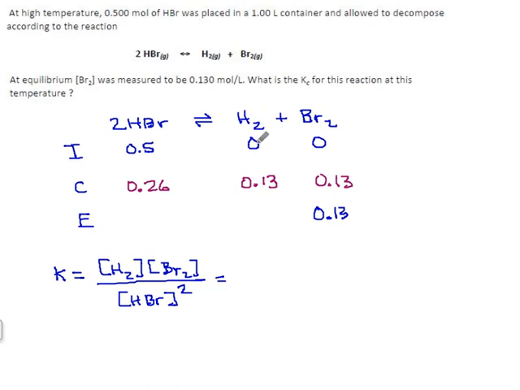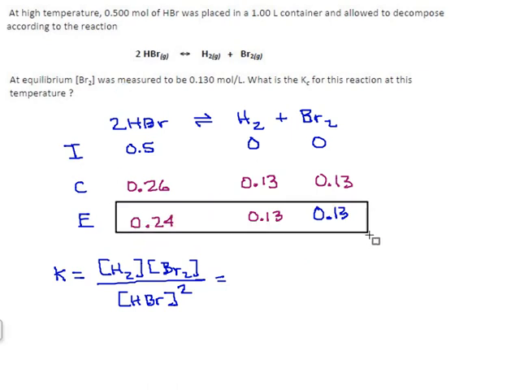So for equilibrium, we had no hydrogen. We made 0.13 of hydrogen, so that's our new amount. We started with 0.5 of HBr. We used up 0.26. We must be down to 0.24 because we're using up reactants and making products. These numbers are getting added because we're creating these two species. We're subtracting on this side because we're using up HBr. So now that we have these equilibrium numbers, we can probably math up a K here. I was going to say magic up a K, but it's not magic, it's math.